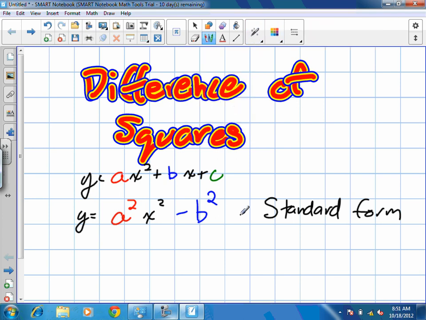This is also considered a standard form. And I guess really we should call it c squared, just so you don't get it confused. But there's only an x squared and then a constant term. Okay? So in other words, this is a binomial, where these are trinomials. Now normally to factor a binomial, we would just get a common factor. We don't go through that big long process we got before.